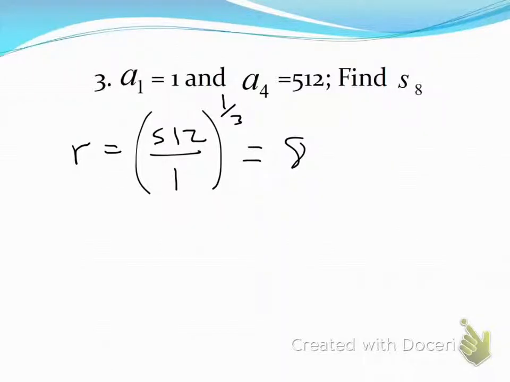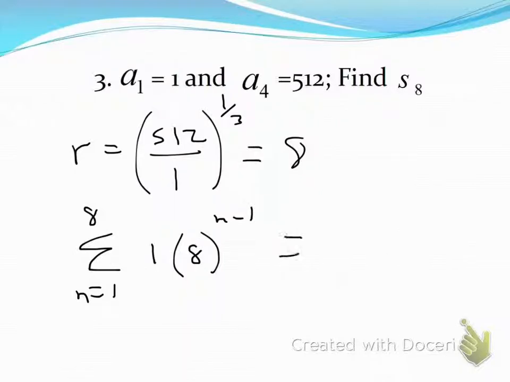So then, I'm going to go straight to sigma. My student yesterday convinced me that's the best way. From the 1st to the 8th, my first term's 1. My ratio is 8 raised to the n minus 1. I like that. I'm just going to type it in. Bam. Feel free to do it also. Or you can use the geometric series formula. I'm okay with either way.